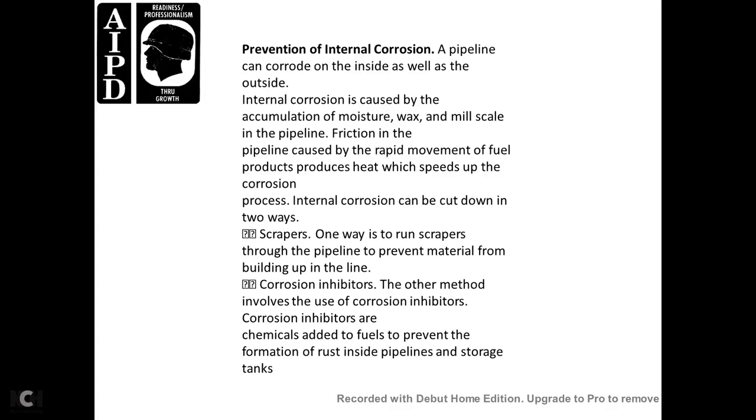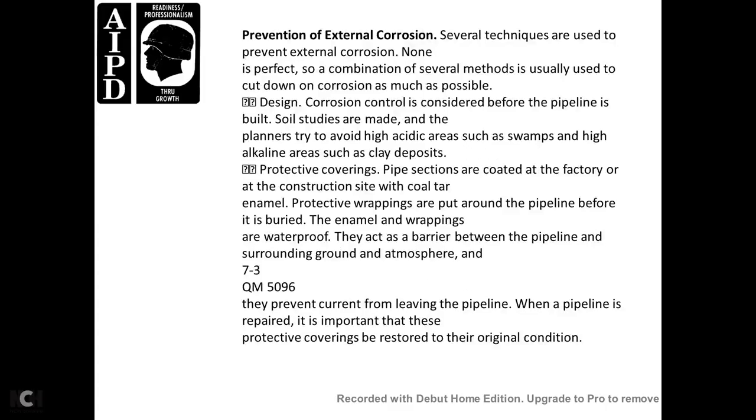Internal corrosion can be cut down in two ways. One way is to run a scraper through the pipeline to prevent material from building up in the line. The other way is using corrosion inhibitors. Corrosion inhibitors are chemically added to the fuel to prevent the formation of rust inside the pipelines and storage tanks.